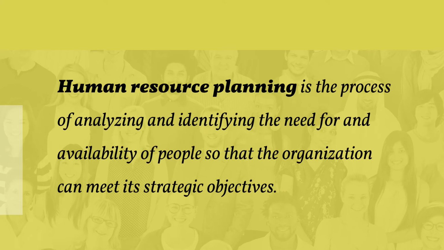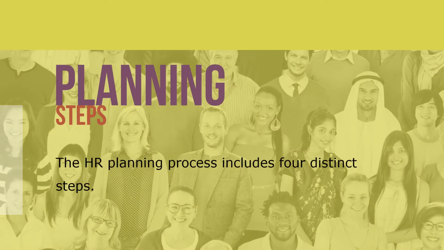Human resource planning is the process of analyzing and identifying the need and availability of people so that the organization can meet its strategic objectives. The human resource planning process includes 4 distinct steps. Let's take a look at each.